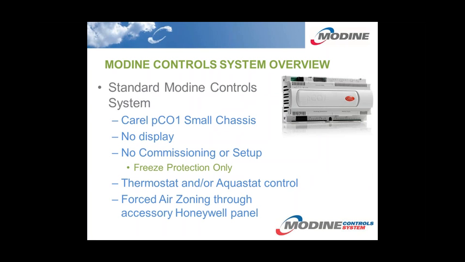So the base platform here is the Carel Pico 1 controller. You can see it on the right hand side there. There is no display with the system. No commissioning or setup aside from freeze protection if a heat transfer fluid other than water will be used with the system. Very simple thermostat and or aquastat control depending on the type of system that would be used. And forced air zoning is done through an accessory panel, whether that's a Honeywell, an Arzel, or any other brand of zone panel. As long as it has thermostatic outputs to control the equipment, it can be used with our system.